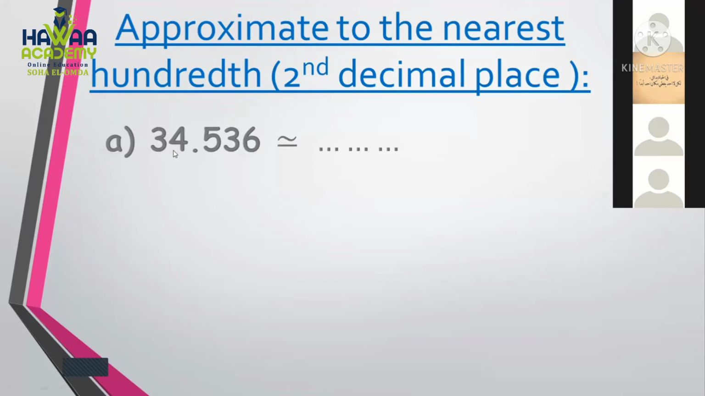Now this part is called what? Whole part. Excellent. And this part? Decimal point. Super. And this part? Decimal part. Super. What about this one? Decimal point. Super. What about this one? Whole part. Super. What about this one? Decimal part. Super.